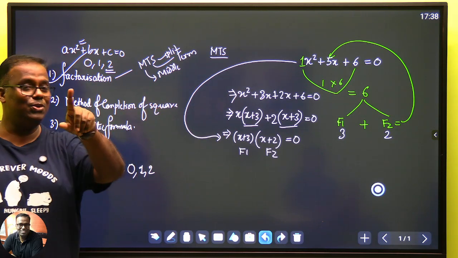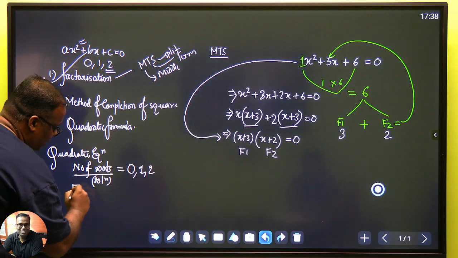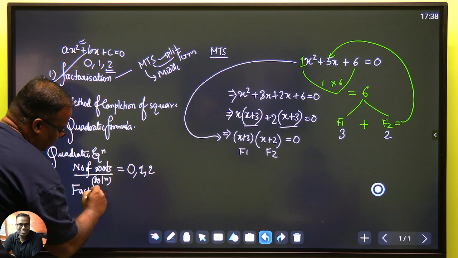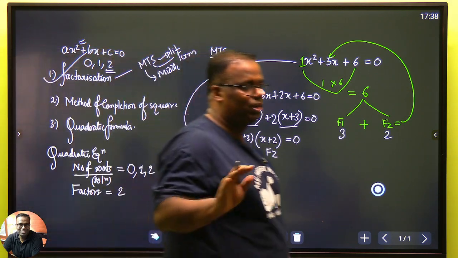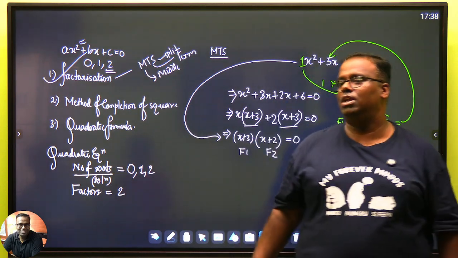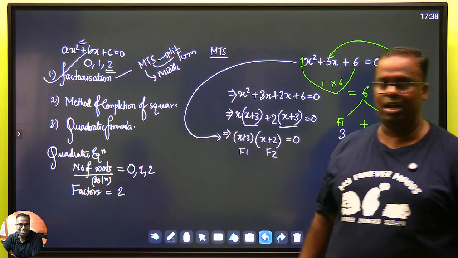That's why in linear you used to get one solution only, right? And the factors that you will get: a cubic equation will have 3 factors, a quadratic equation will have 2 factors, and a linear equation forms only one factor. Write this down. This is useful for you.